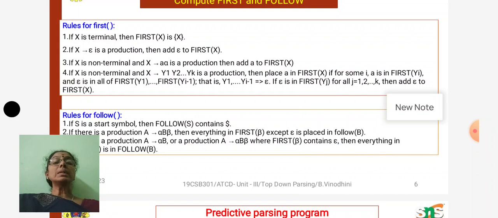The third rule: if there is a production A tends to alpha B, where the non-terminal B is at the rightmost end of the right-hand side, meaning there is nothing following B, then the follow of B is equal to the follow of A. This is the way we calculate the follow of every non-terminal. So the third step is finding the first and follow of every non-terminal.